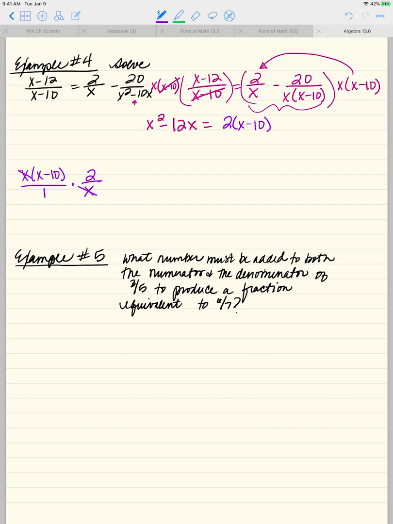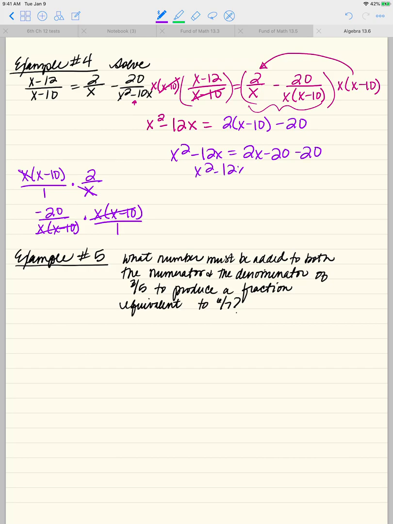okay, and then we have negative 20 over x times x minus 10 times x minus 10 all over 1. Oh, look at that. That all goes away, and we're just left with negative 20. So now x squared minus 12x is equal to 2x minus 20 minus 20. X squared minus 12x is equal to 2x minus 40.